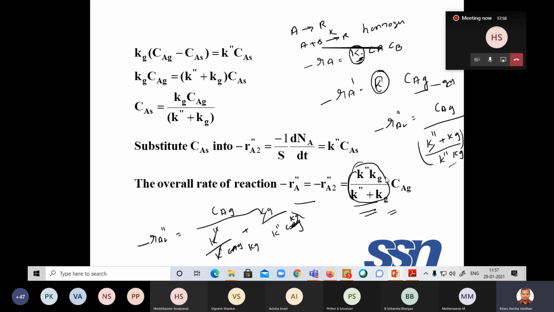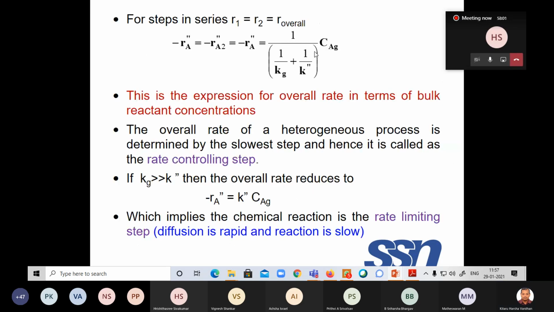What I'm doing, I can do this entire thing like this. Now this is nothing but an individual mass transfer coefficient. Kg is the gas-phase coefficient, K prime is the mass transfer coefficient at the solid surface. Therefore, each 1 by term is nothing but an individual mass transfer resistance. This entire thing is the overall mass transfer coefficient. So this expression is for the overall rate in terms of bulk reactant concentrations. The overall is nothing but the sum of the individual terms. That is what you will study in the second unit.